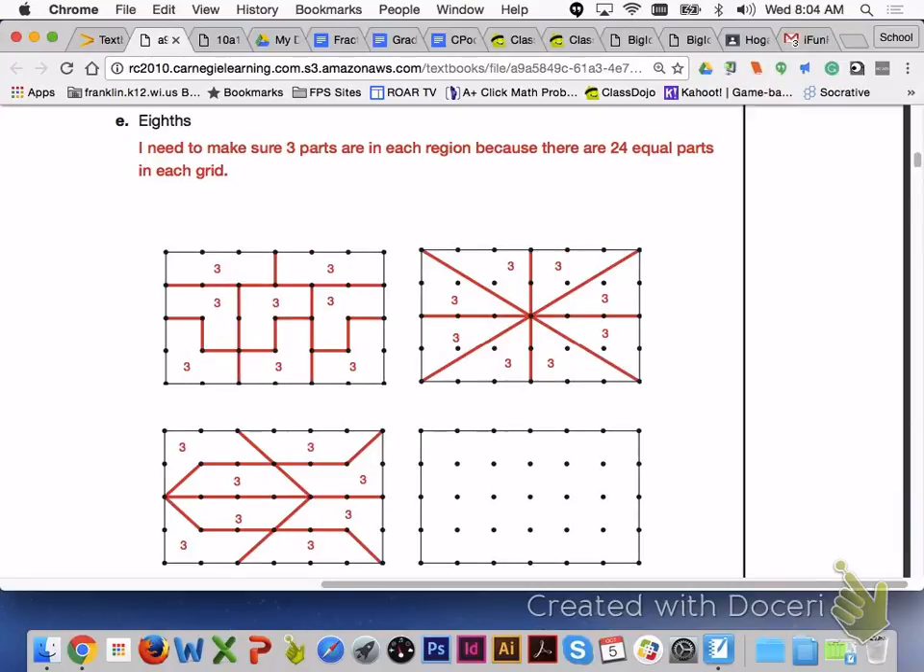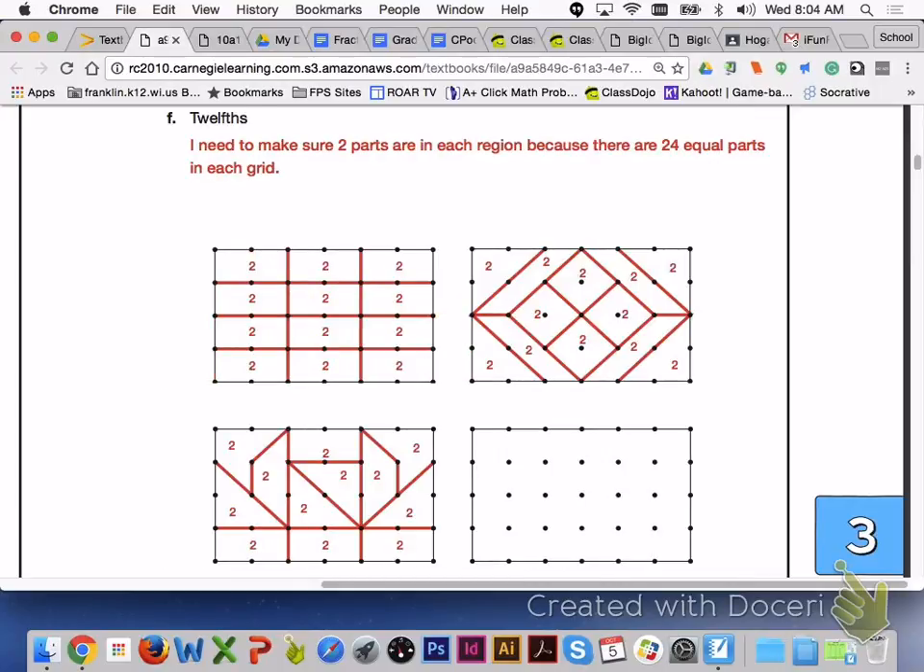Examples of what your flags could look like for eighths, you need to make sure there are 3 parts in each region because there are 24 equal parts in each grid. Examples of what your flags can look like for twelfths, you need to make sure that there are 2 parts in each region because there are 24 equal parts in each grid.